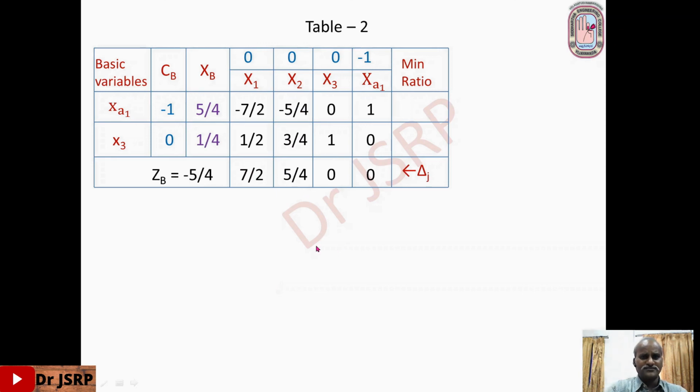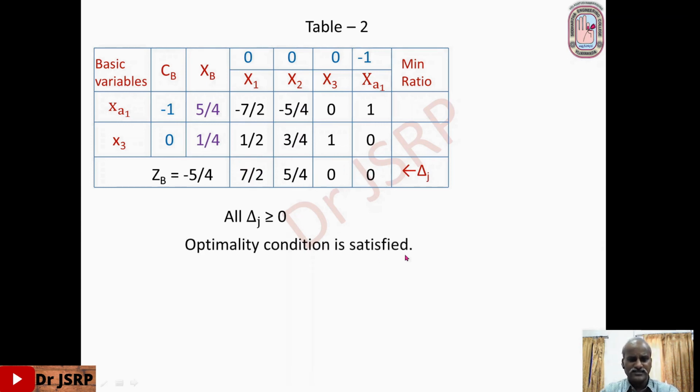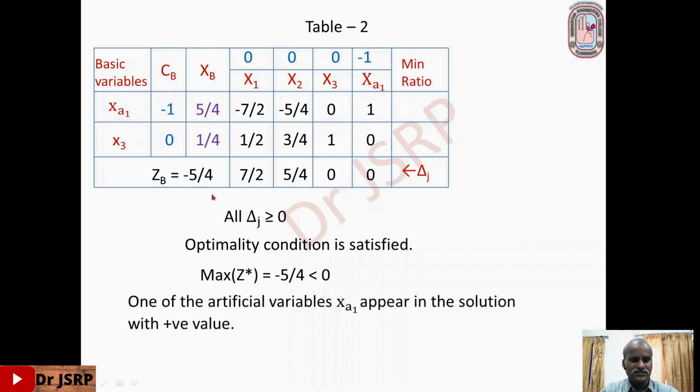So this is the new basic feasible solution. Now verify the optimality condition. Observe all delta J values. Here all delta J values are greater than or equal to 0. So the optimality condition is satisfied. Then the value of the objective function, max Z star, is -5 by 4. So it is negative, which is less than 0. Observe the solution: one of the artificial variables, that is XA1, appears with positive value 5 by 4.